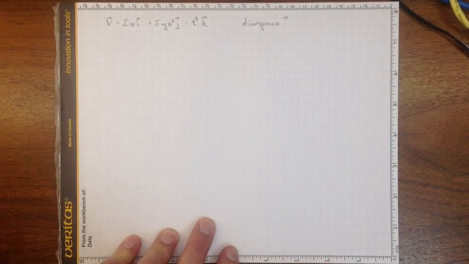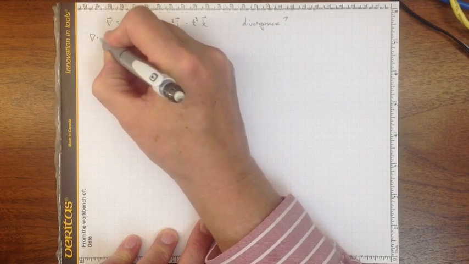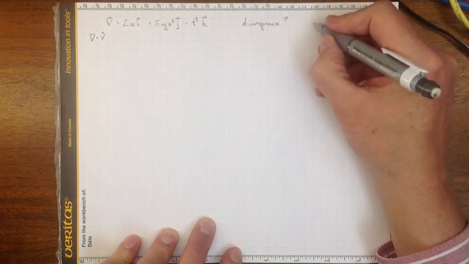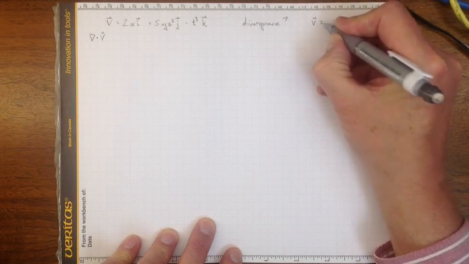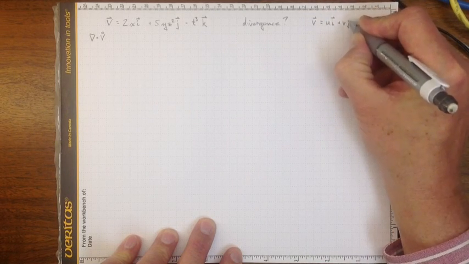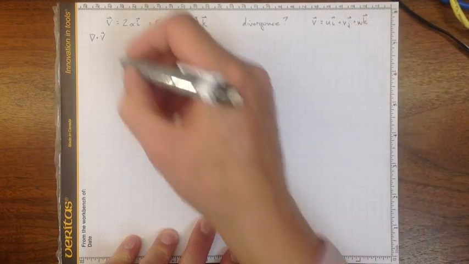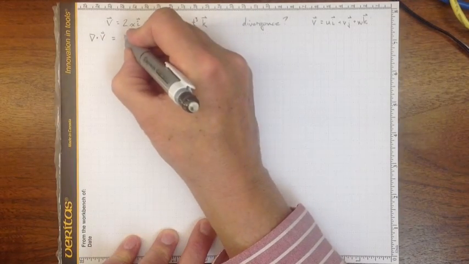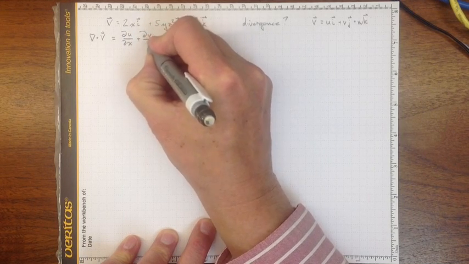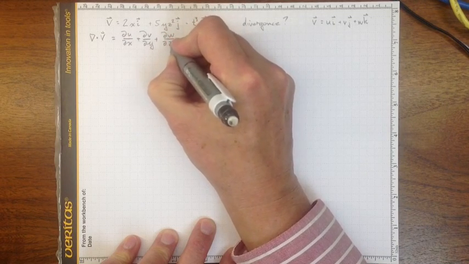Well, if you remember from class, the divergence is this gradient operator operating on some vector, so on the velocity field, and if v can be broken down into components ui plus vj plus wk, then this is just equal to ∂u/∂x plus ∂v/∂y plus ∂w/∂z.